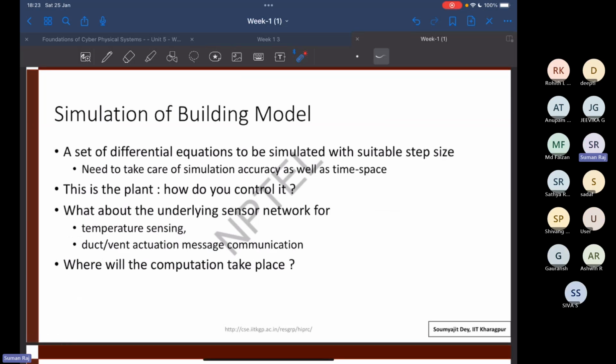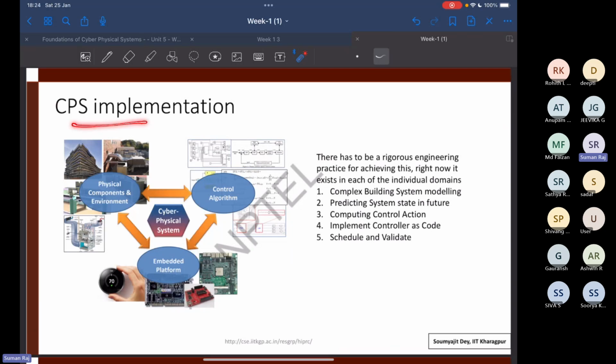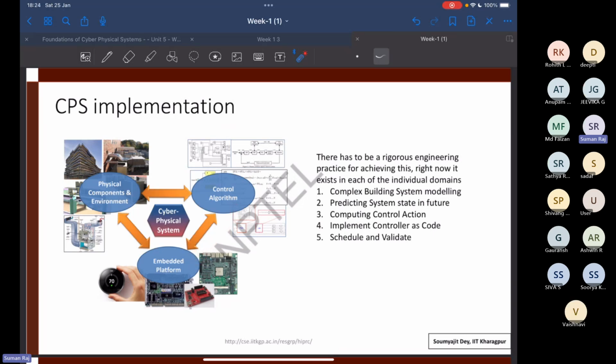Yeah. So the first thing that they do is you have to simulate your building model. Okay. So simulation is the key step to do these things. And the very important question is, where will your computation take place? So now if it is a CPS implementation, you have this physical component and your environment, and then you have the control algorithm, right? But where does this control algorithm actually run? This control algorithm is going to run on your embedded platform. Once your embedded platform runs and sends you some output, it is actually going to affect back your physical component and environment, right? So this entire loop is basically your cyber physical system. You have communication going on between components, you have a control algorithm running, and you have a compute system that's available for you. Okay.